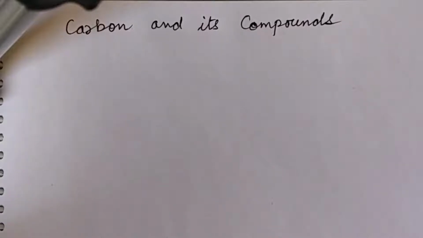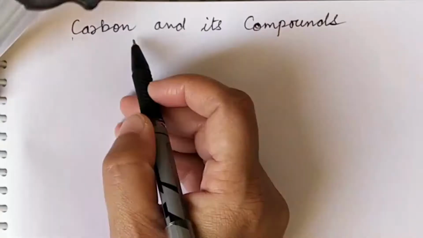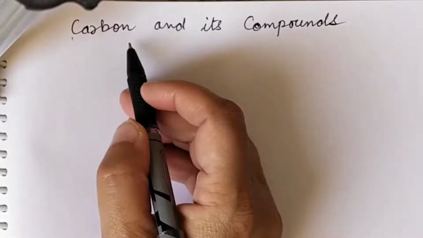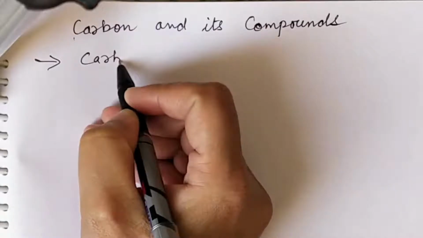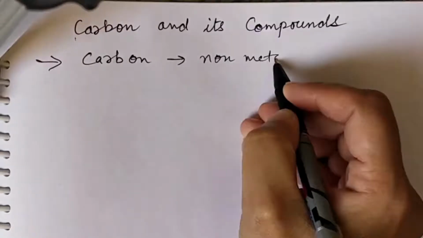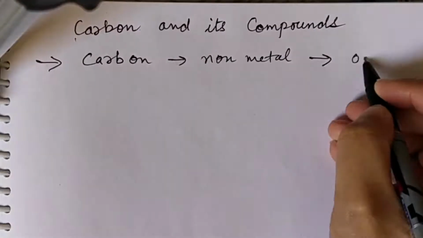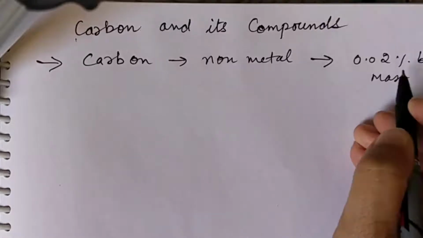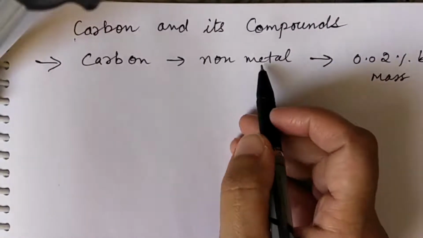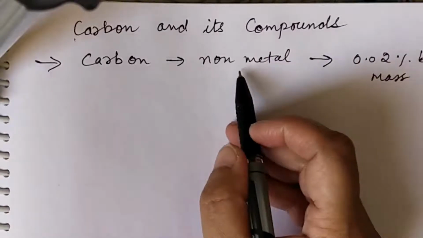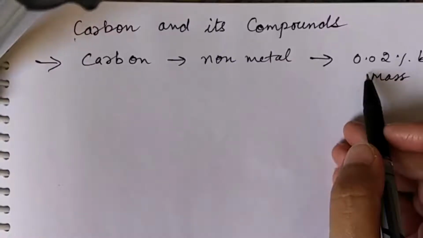First of all, here we will discuss what is the nature of carbon element. Carbon is typically a non-metal, and it is present in the earth crust to the extent of 0.02% by mass. So, what is the nature of carbon? Carbon is a typical non-metal which exists as 0.02% by mass.